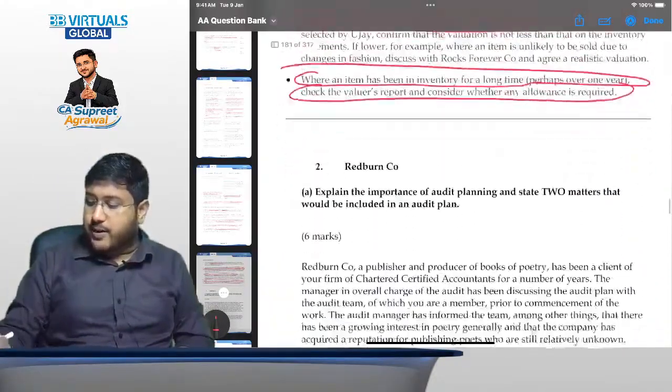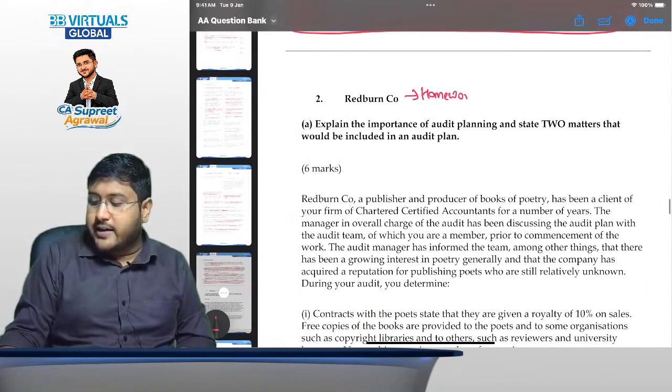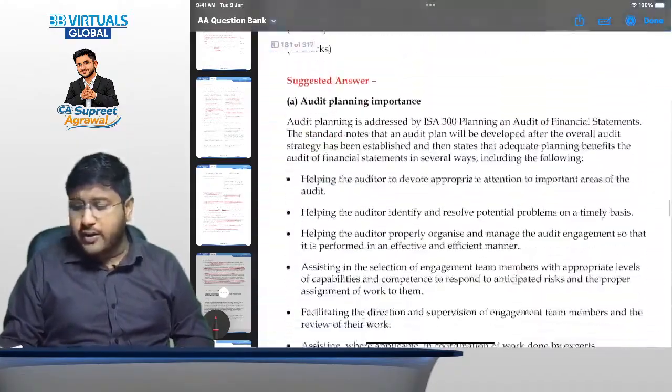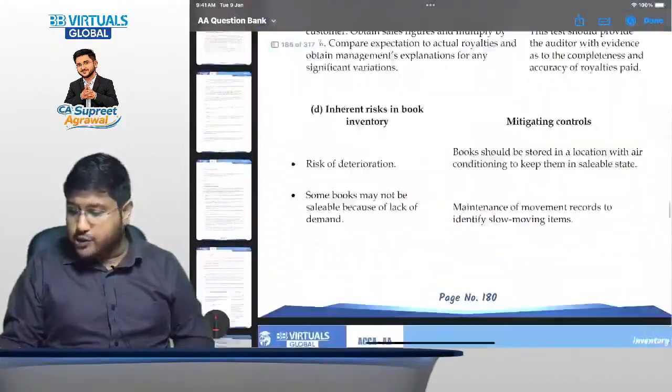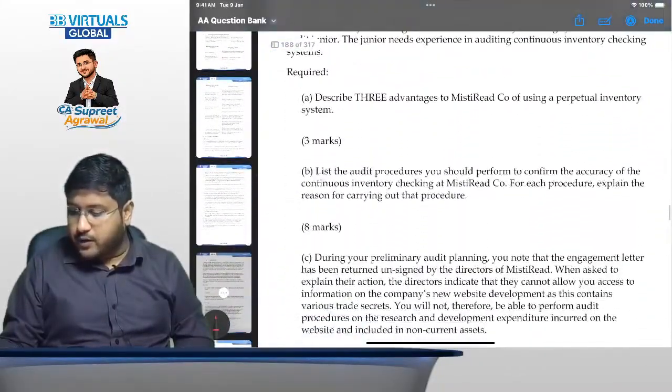Now the second question, my dear friends, is a pure homework question. It's a very simple, very direct question, so you should solve it at your end. In case you face any trouble or understanding issue, please feel free to let me know. I would be happy to assist you. Now we can go for question number 3.